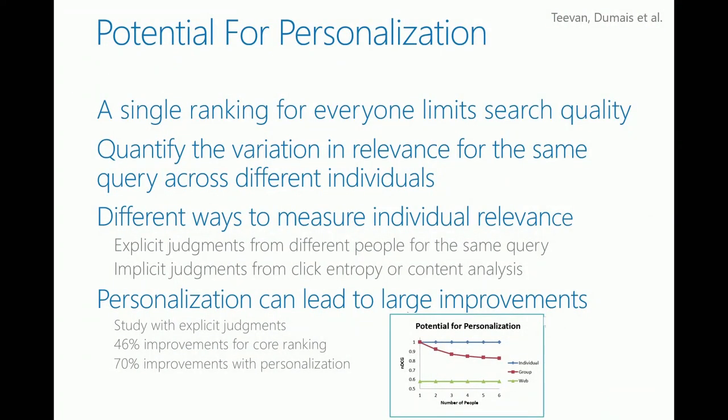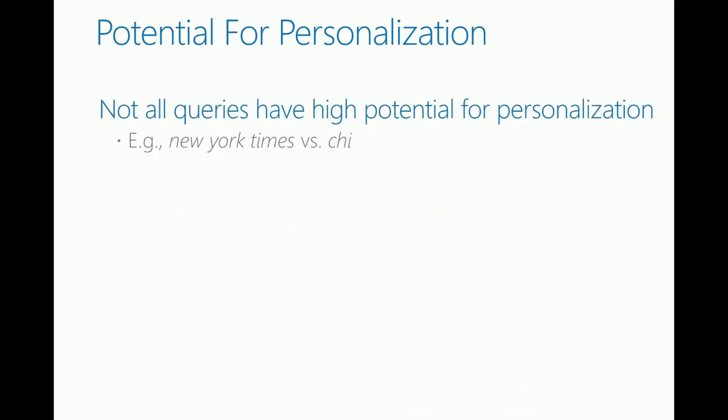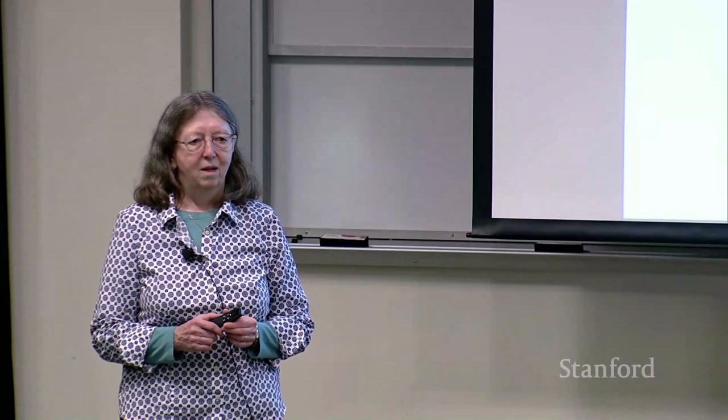It's never going to go beyond the variability in what different people mean for the same query. Not all queries have a high potential for personalization. If people type in the query New York Times, 98% of the time they go to one page, nytimes.com. On the other hand, a query like Kai can mean Chi Chi Rodriguez, the Computer Human Interaction Conference, Tai Chi, or lots of things.